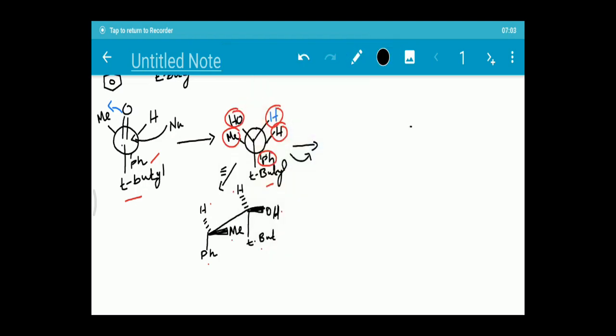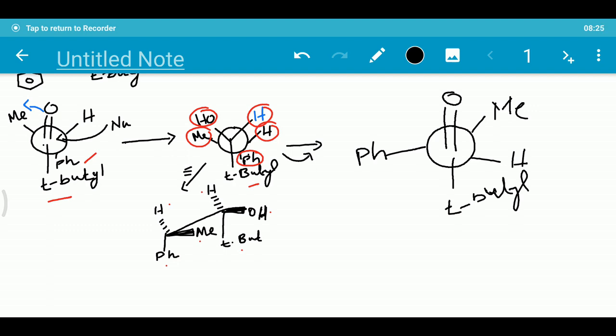According to the Felkin-Anh modification, I have to put my phenyl group perpendicular to my carbonyl carbon. Let me draw this first. Butyl. Now I have two possible conformations. Here I have drawn the most stable conformation. What I have done is rotate this phenyl group to this side, so my methyl group comes to the top, and my hydrogen goes here.